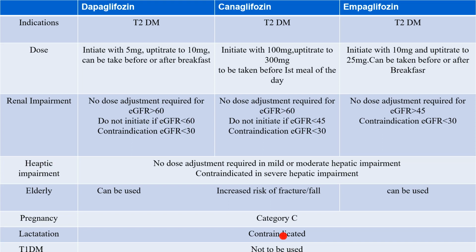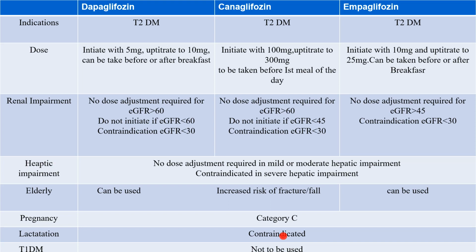All these three SGLT2 inhibitors require no dose adjustment in renal impairment if eGFR is more than 60. Dapagliflozin we should not start if eGFR is less than 60, and it is contraindicated if eGFR is less than 30. Similarly, for Canagliflozin we should not initiate if eGFR is less than 45, and it is contraindicated if eGFR is less than 30. No dose readjustment is required if the eGFR is less than 45 for Empagliflozin, and it is also contraindicated if eGFR is less than 30.